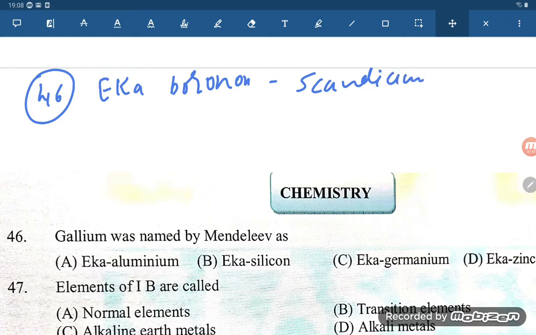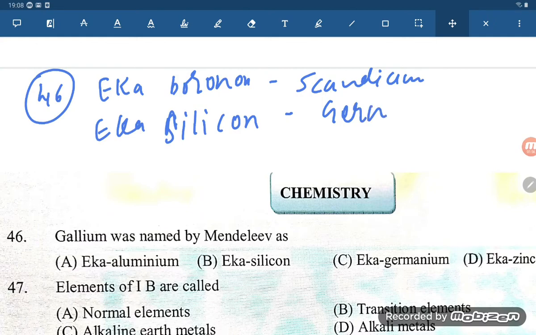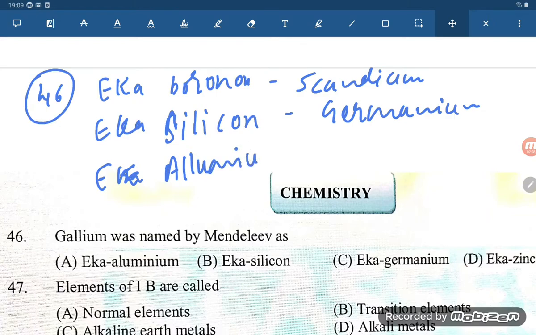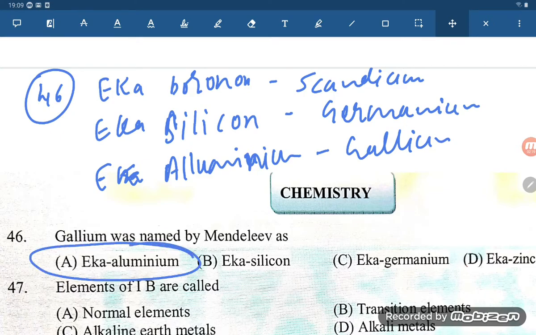Okay, I am giving a little detail. The next one was eka silicon, and eka silicon became germanium after discovery. Another was eka aluminum, students. So eka aluminum became gallium. So you see, students, in the option, gallium was named by Mendeleev as eka aluminum. So the correct option will be option number 1, students.